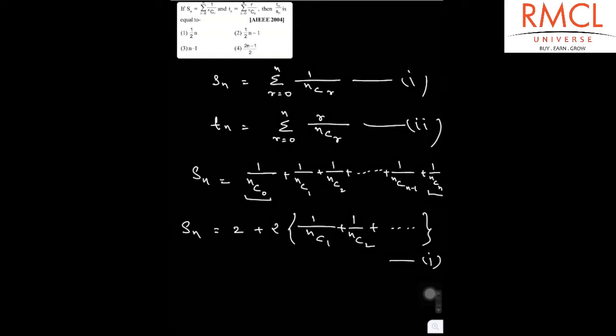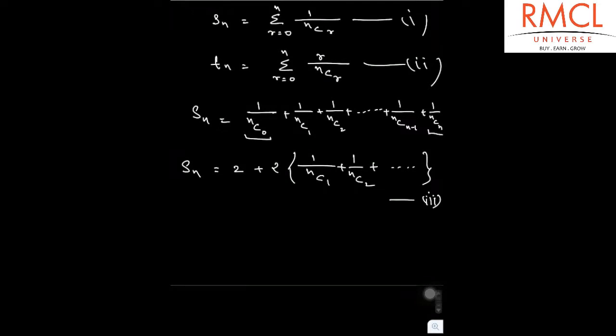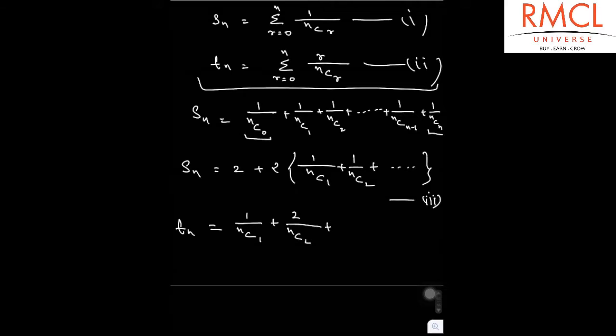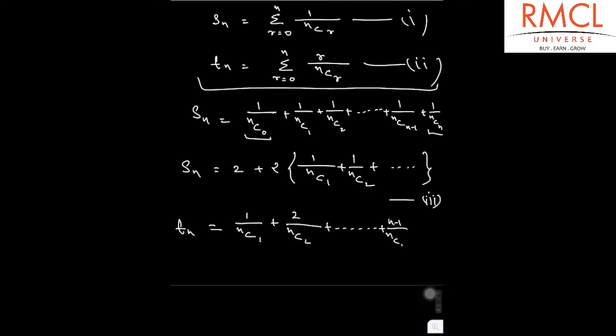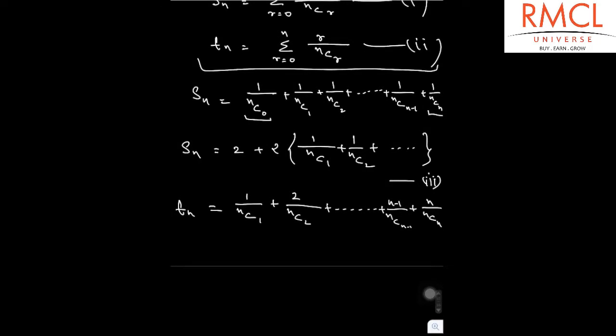Suppose this is equation number 1 and equation number 3. Okay, this is equation number 3, and from equation number 2, Tn can be written as 1 nC1 plus 2 nC2 plus 3 nC3 and so on up to (n minus 1) nC(n minus 1) plus n nCn. From this we know that the value of nCn is 1, so this is n, and also that nC1 is equal to nC(n minus 1), as we have done previously for Sn.